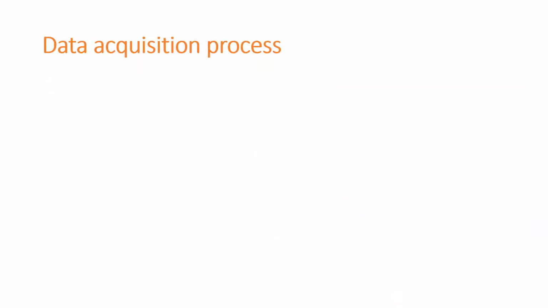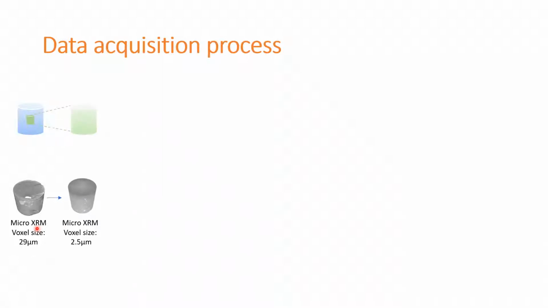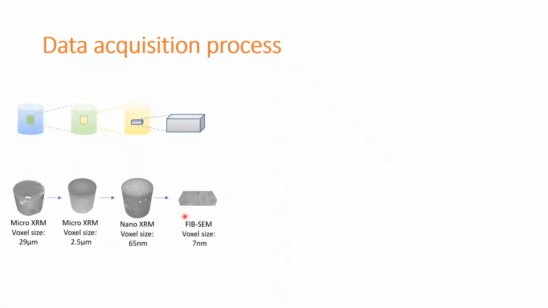Here I am going to show you how the data from FIB-SEM is collected. A mudstone sample is chosen for this study. Examining the sample under the resolution of 29 micrometers doesn't give any information. It's the same case with 2.5 micrometer resolution and also with 65 nanometers. A plug has been collected from this drill core and subjected to FIB-SEM section analysis.